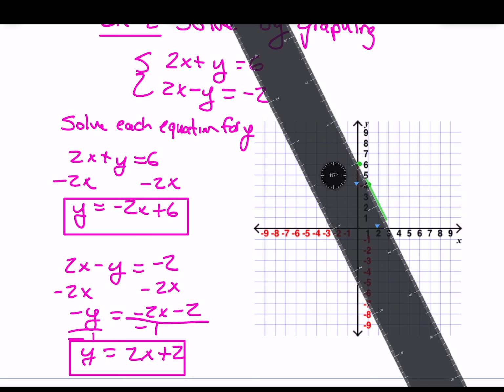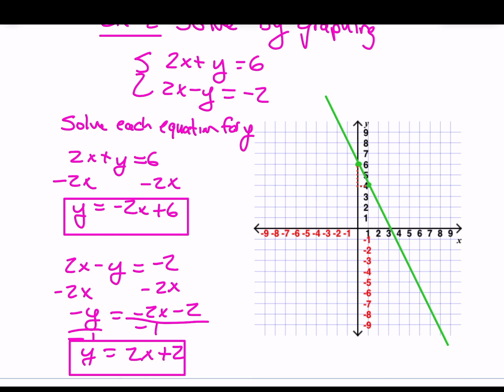Let's see if that's a little better. Okay, and then we can draw arrows for both. Our second equation is y equals 2x plus 2. Our intercept there is 2, and then our rise is up 2 over 1.